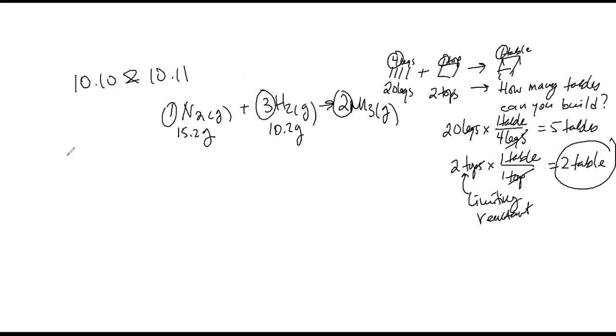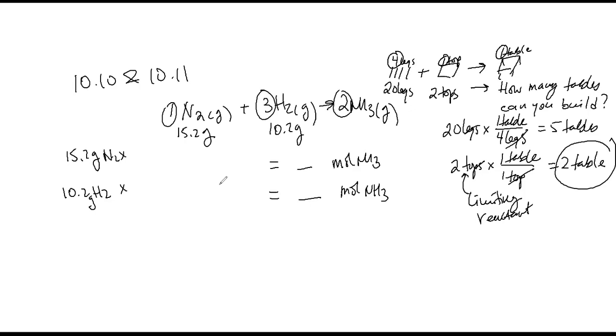Very simple, guys. All you have to do is convert the 15.2 grams of N2, and also the 10.2 grams of H2, into the moles of the same product. The next step is to compare these two numbers that you get and choose the smallest number. Whichever reactant gives you the smallest amount of product will be called the limiting reactant here.